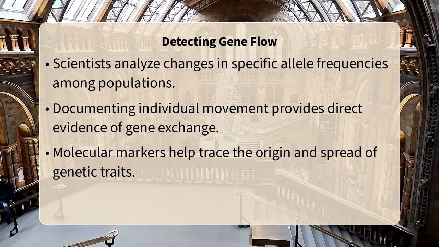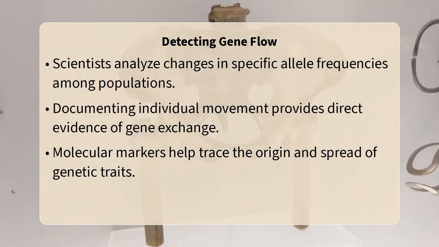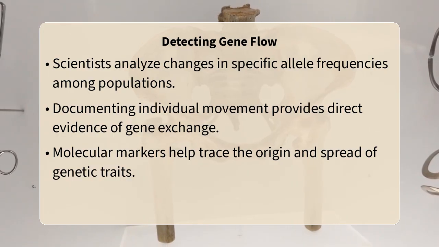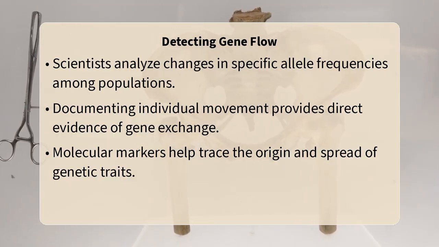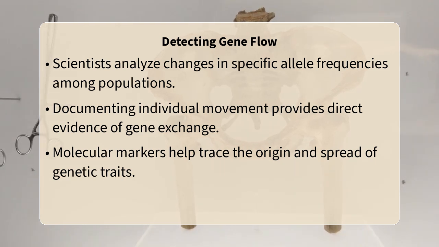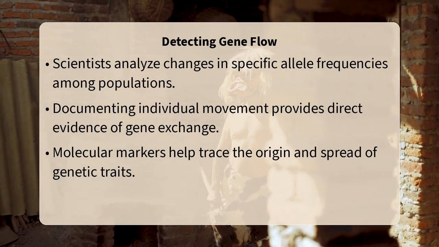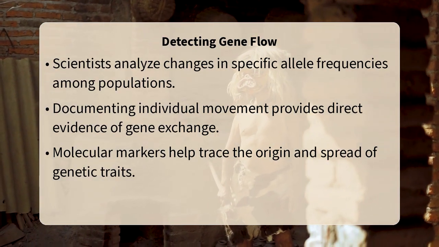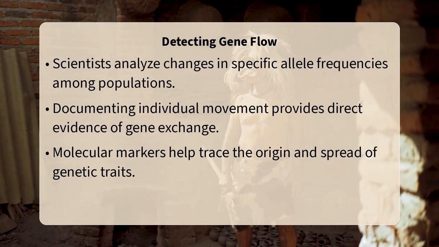Scientists observe and understand these effects by meticulously studying population genetics. One common approach is to compare allele frequencies, or the relative proportions of different alleles, in various populations over time. Significant changes or similarities in these frequencies, especially between geographically distinct groups, often point to the occurrence of gene flow.